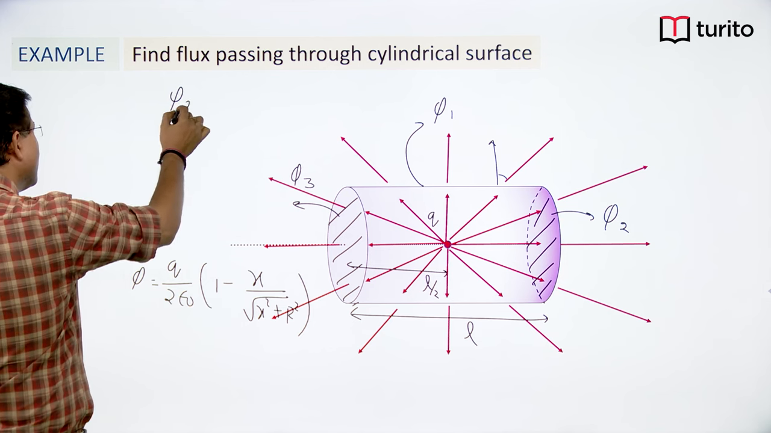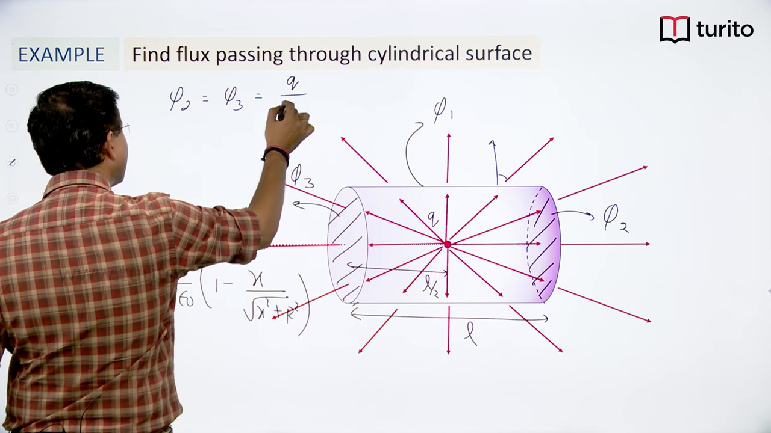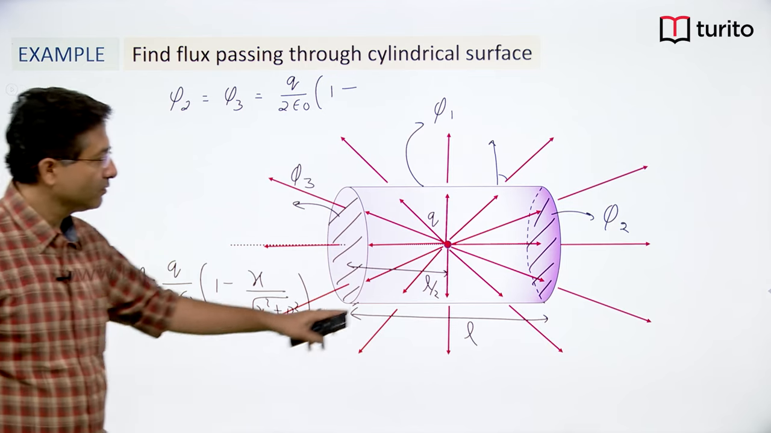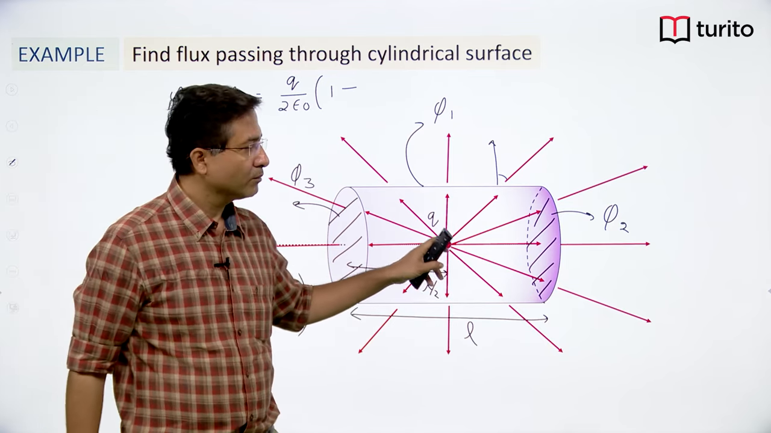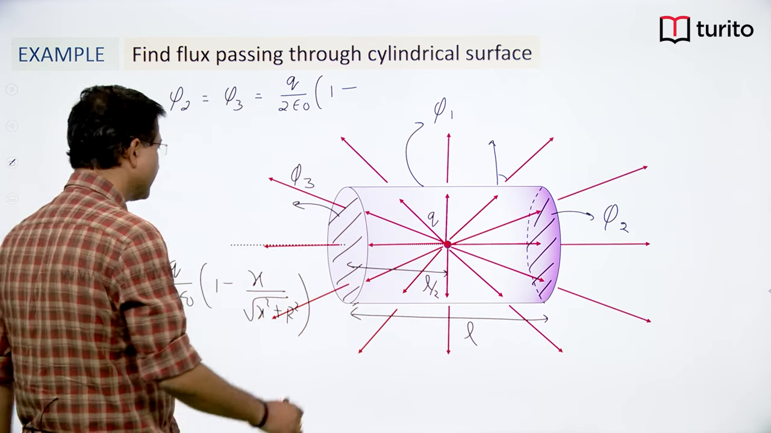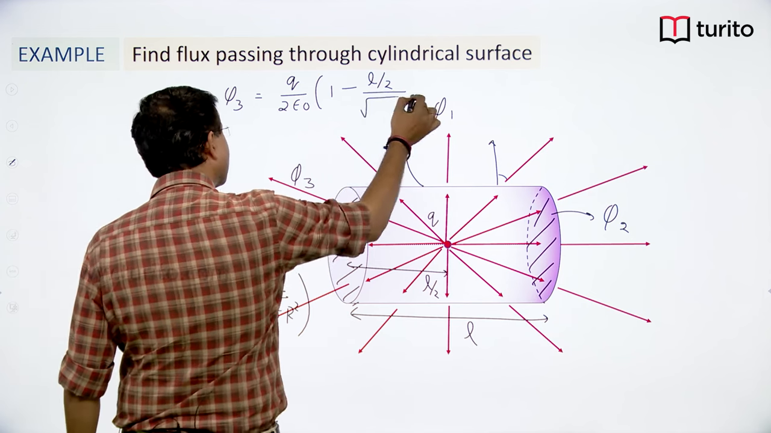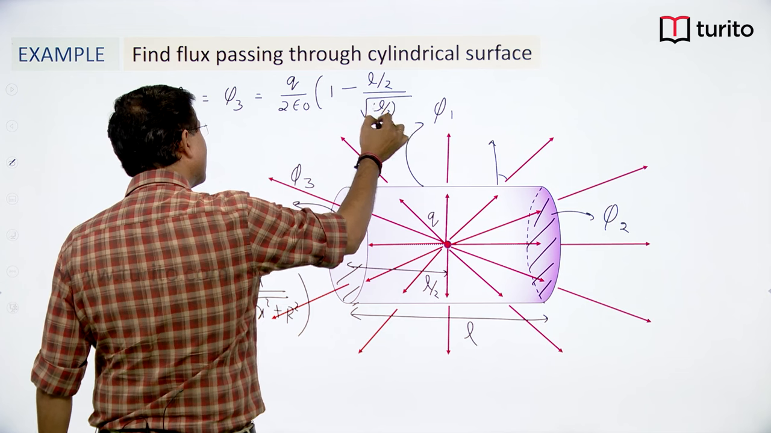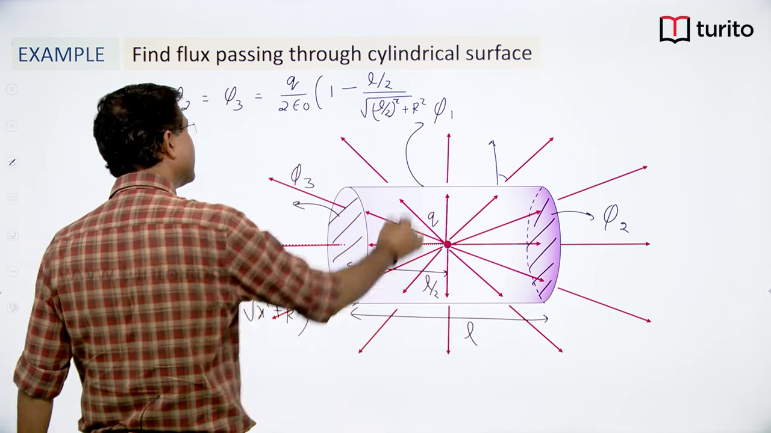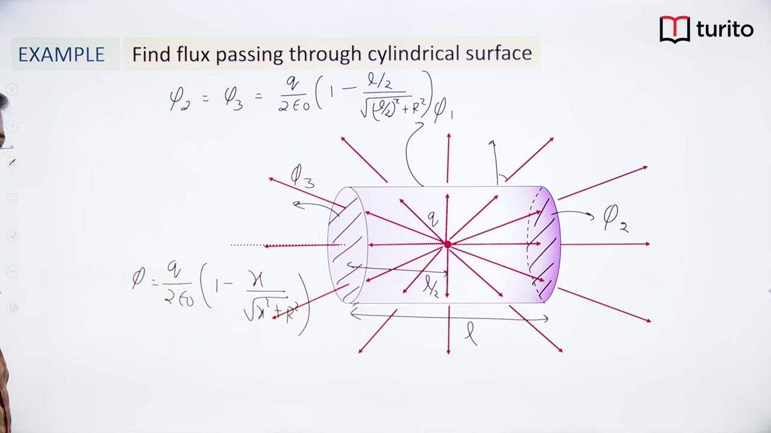Flux 2 is same as flux 3 and the value is Q upon 2 epsilon naught in bracket 1 minus x. You can see from charge to center distance is L by 2. So, I can write L by 2 over here divided by under root again L by 2 whole square plus R square, right. So, this is flux 1 and flux 2.